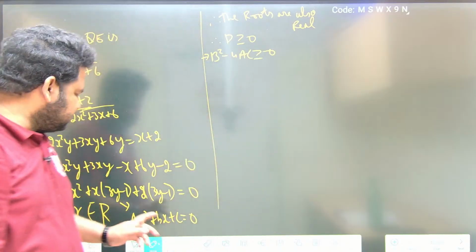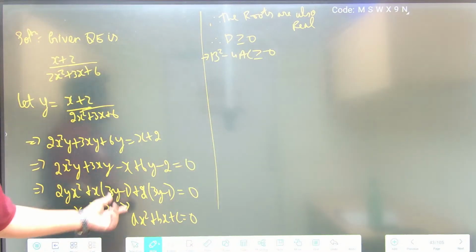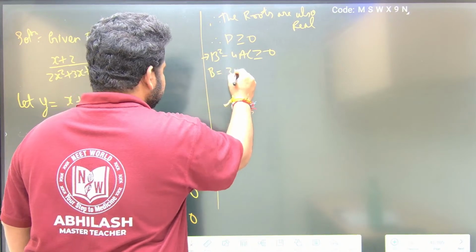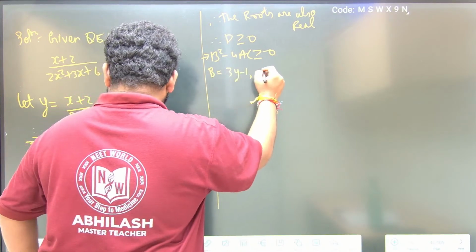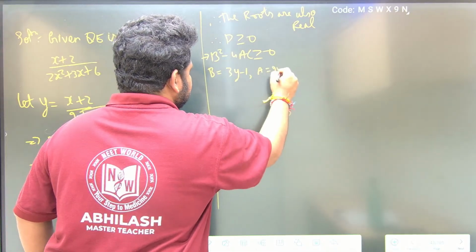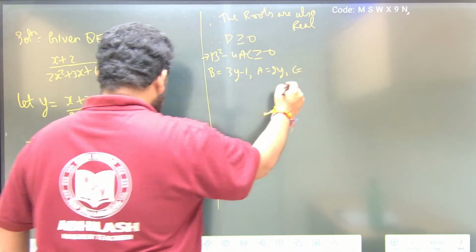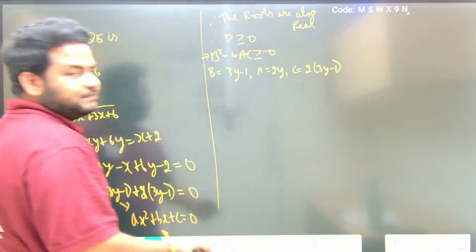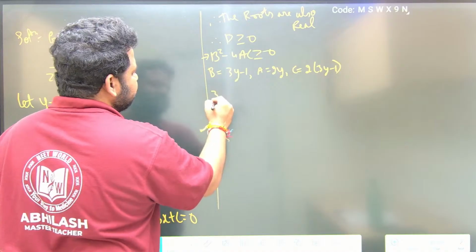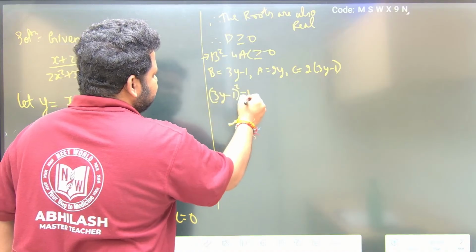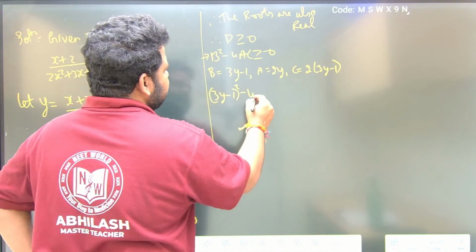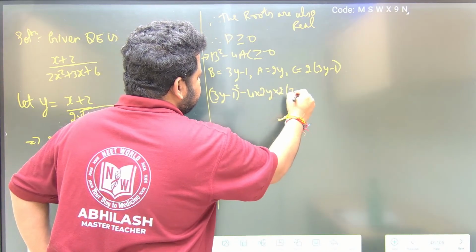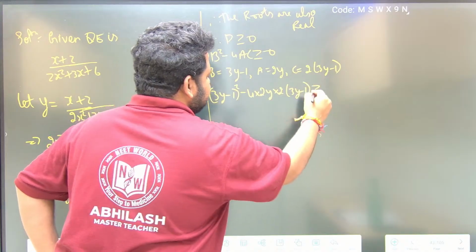What is the value of b here, friends? B is 3y minus 1. What about a? A is 2y. What about c? C is 2 times 3y minus 1. Now b square minus 4ac will become 3y minus 1 whole square minus 4 into 2y into 2 times 3y minus 1. This is what I have. Correct? It is greater than or equal to 0.